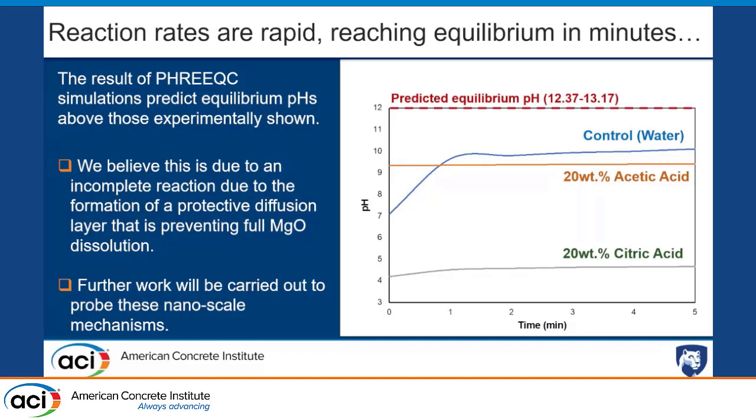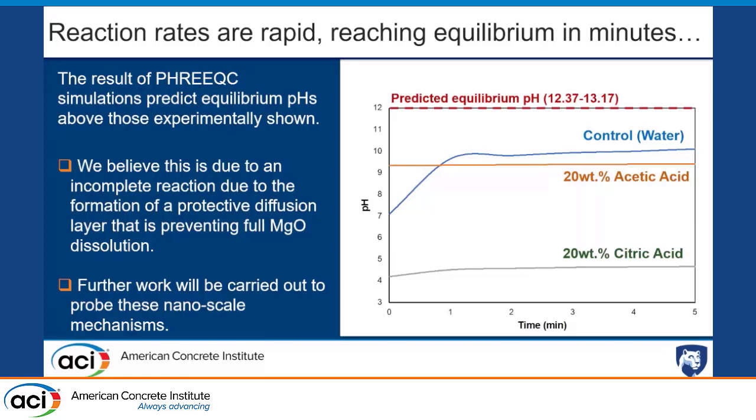Reaction rates are rapid in this system. So the lightly burned magnesia that we use reacts really, really quickly, in minutes, right? It reaches equilibrium in just minutes, which presents a problem. But perhaps it also presents an opportunity, and I won't talk about that too much. But one of the things that we see here is the pH value in the y-axis and then the time here in the x-axis, right? When we actually use just the control, just water, we're reaching a pH experimentally about 11.